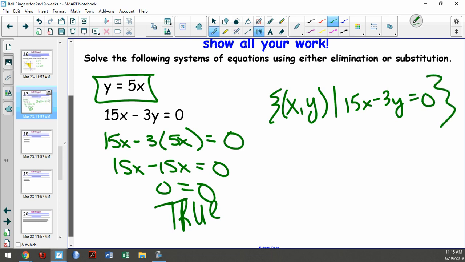Could you use y equals 5x? Yes, it's exactly the same concept. I don't care which equation you use. This says I want all the values that x and y can take on such that it falls on that line. Do we all understand that, yay or nay?